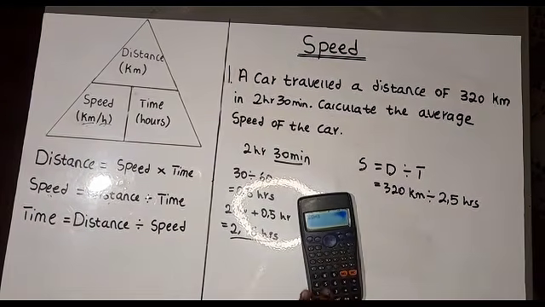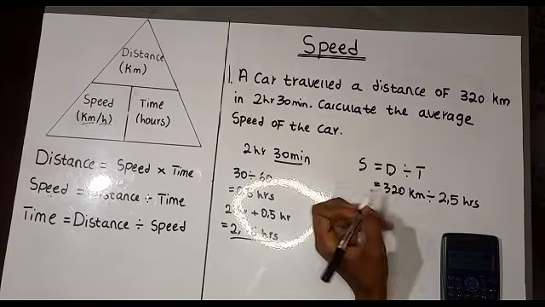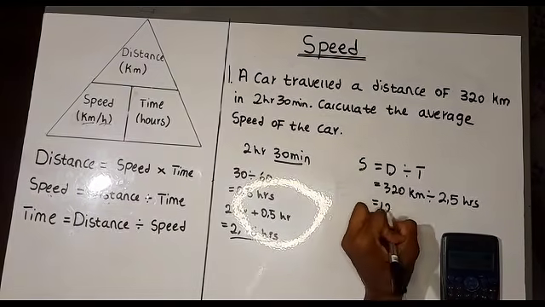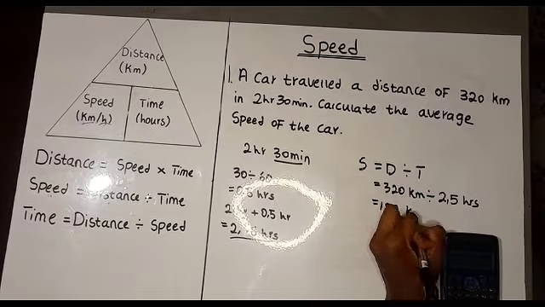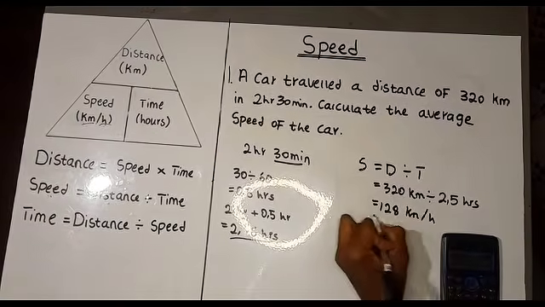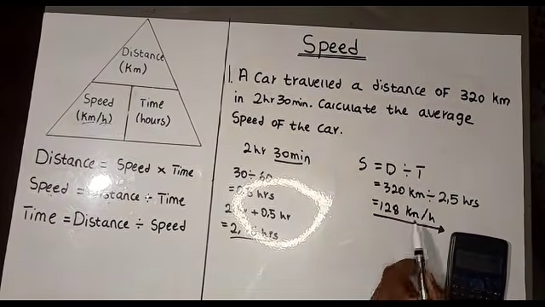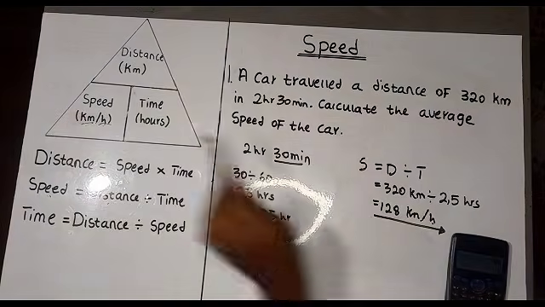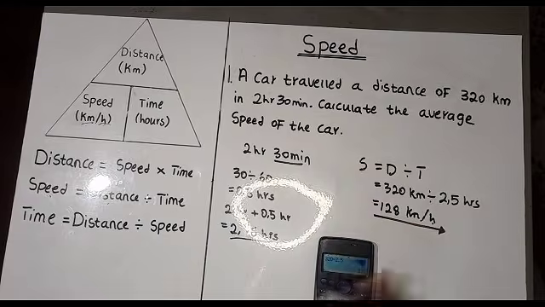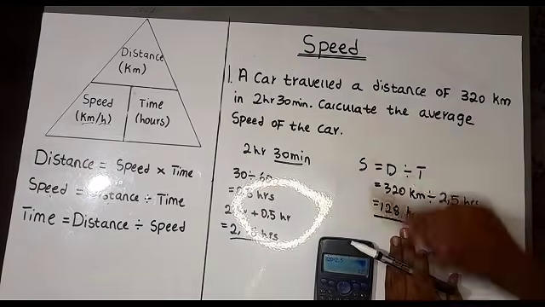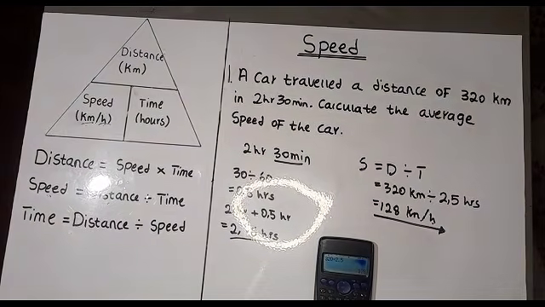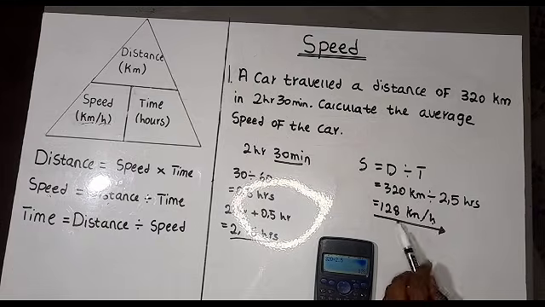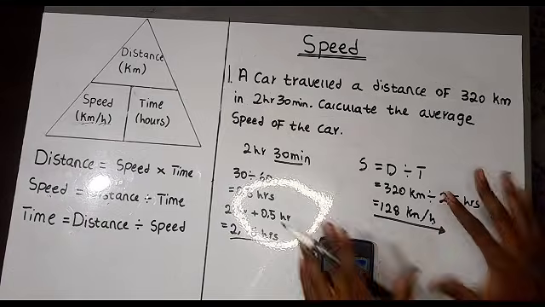320 divided by 2.5, so that gives us 128 kilometers per hour. Remember, it's speed, it has to be in kilometers per hour. I told you at the beginning of the video that your speed should always be in kilometers per hour. So this is our final answer. This means that for this car to cover a distance of 320 kilometers in a time of 2 hours 30 minutes, it had to travel with an average speed of 128 kilometers per hour. So this is how we work with speed.